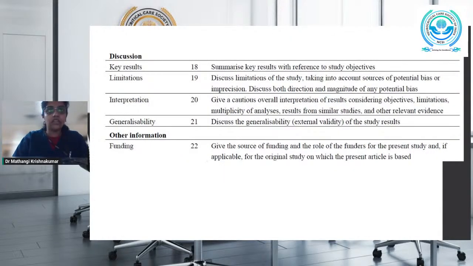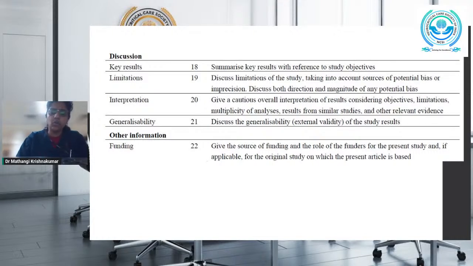Next, if we look at the discussion, it looked at key results. It compared with previous findings of refractory status epilepticus, and the limitations were very clearly defined. What the bias was, and what the problem with the studies was, was also clearly mentioned in the article, and the funding source was given, and the conflict of interest was also explained at the end of the article. So overall, the article addressed all the scientific points and the ethical points in a very lucid manner.